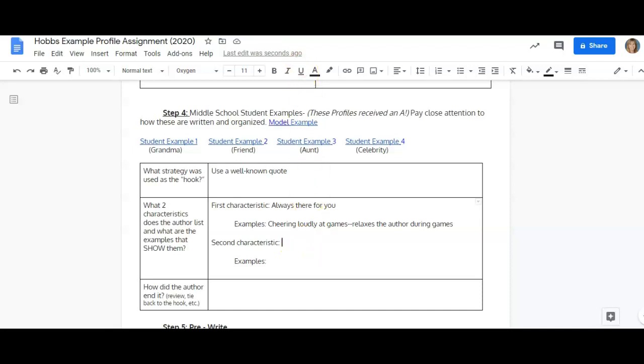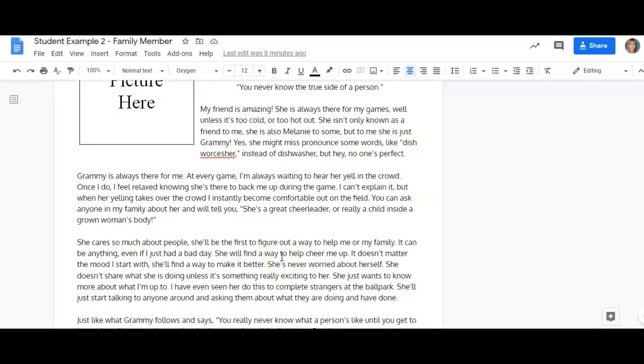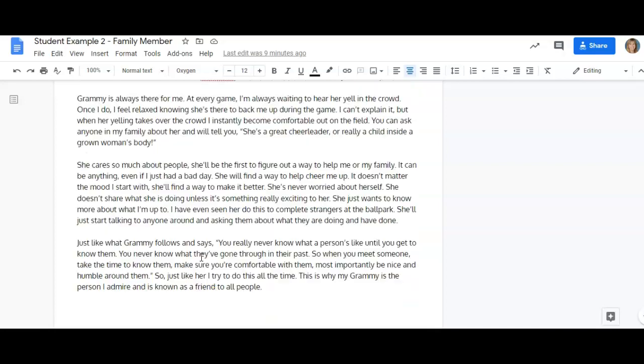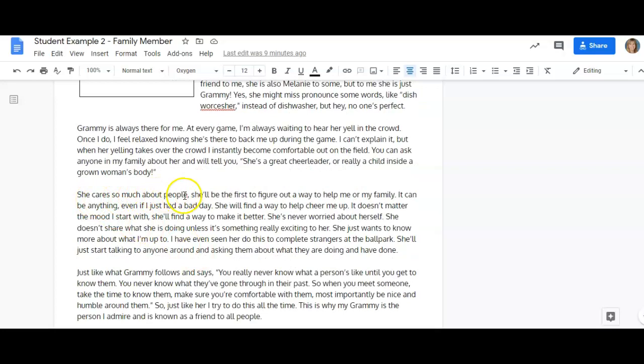I'm guessing it's going to be in the second paragraph because that's how you organize writing, by switching paragraphs when you switch ideas. She cares so much about people. She will be the first to figure out a way to help me or my family. It can be anything. Even if I just had a bad day, she will find a way to help cheer me up. It doesn't matter the mood I start with. She will find a way to make it better. She's never worried about herself. She doesn't share what she's doing unless it's something really exciting to her. She just wants to know more about what I'm up to. I have seen her do this to complete strangers at the ballpark. She'll just start talking to anyone around and ask them about what they're doing. Okay, so I see she cares so much about people.